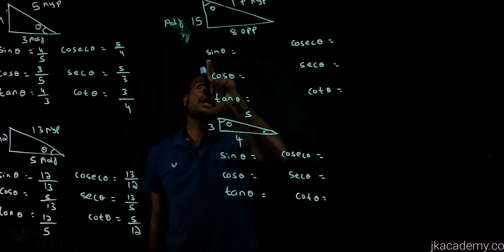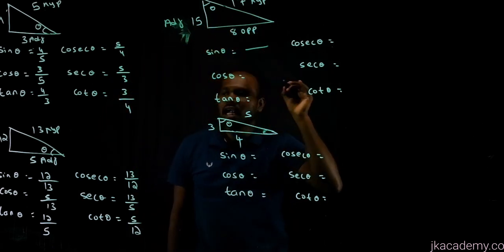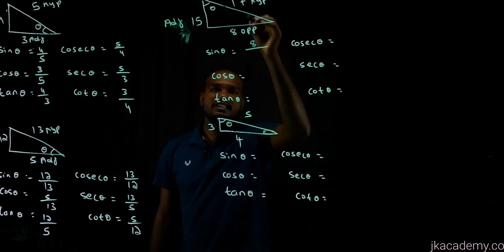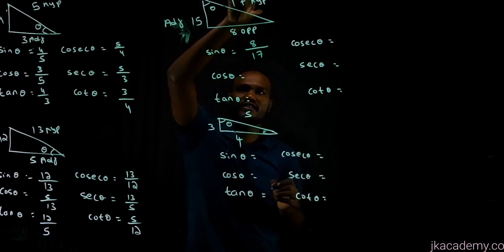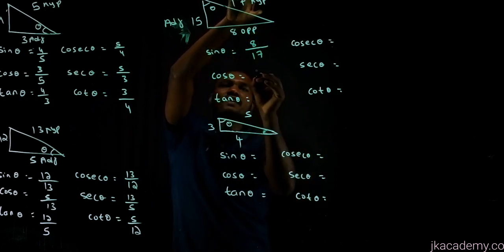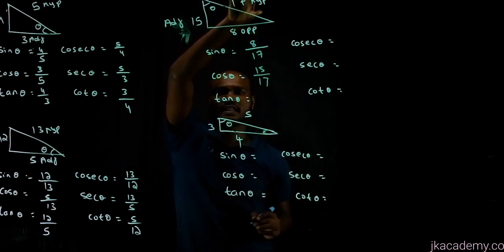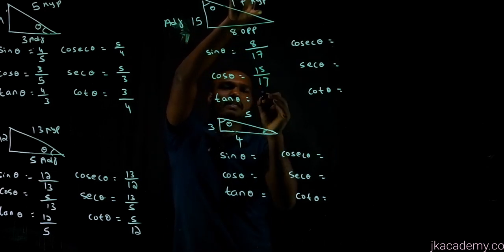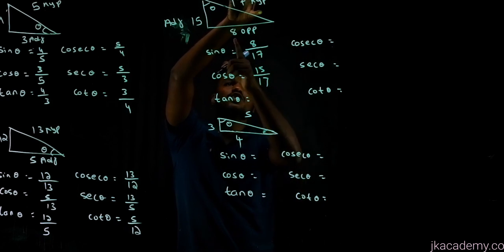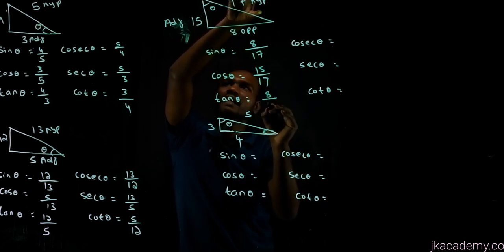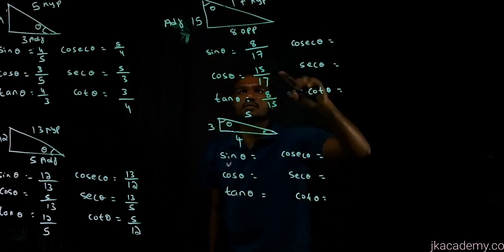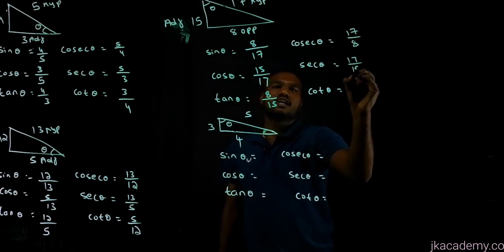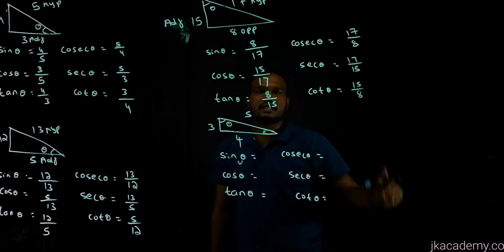Now, sin theta. Always numerator starts with opposite. So what is the opposite? 8. Which is the bigger side? 17. Hold the bigger side first. Opposite by, what is left? 15. So 15 by 17. And what is left? This by this. These two are left. This by this or this by this. They always take the opposite side in the numerator. So I'll get 8 by 15. If I reverse it, I'll get 17 by 8, 17 by 15, 15 by 8.